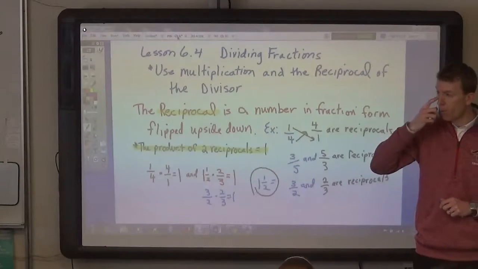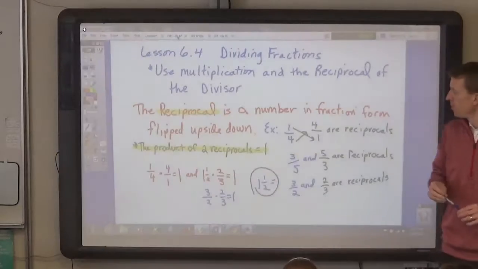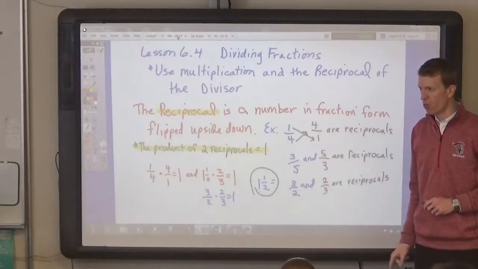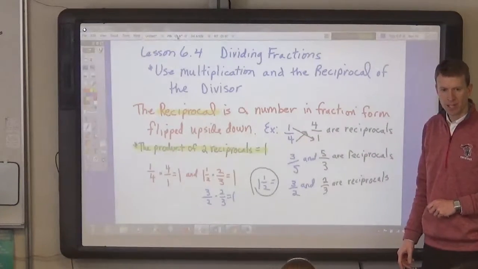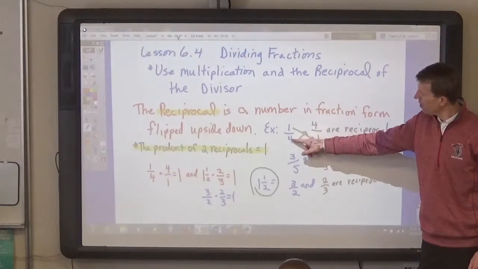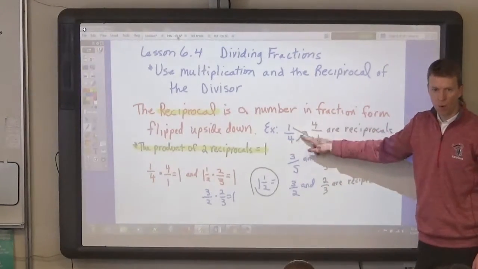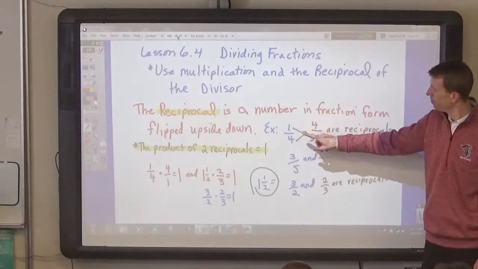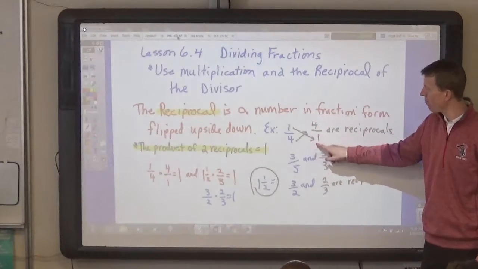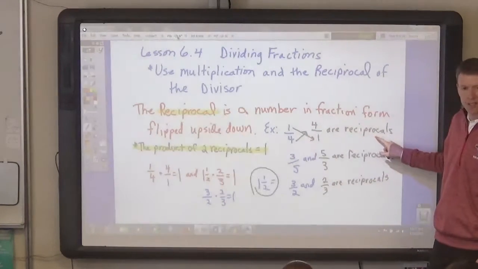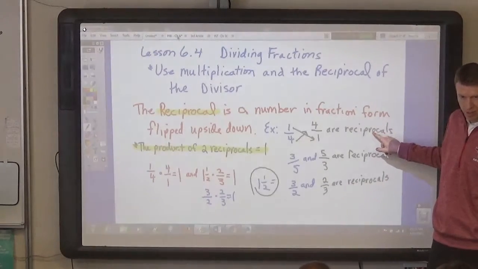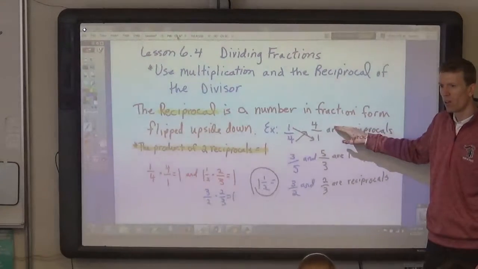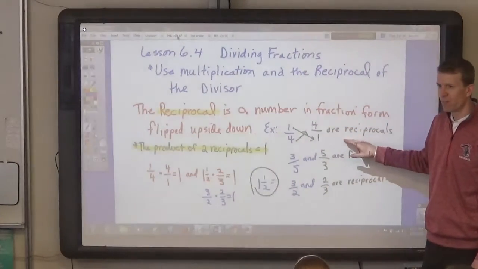Now, one of the ways to find a reciprocal, if you are starting with a fraction, is to flip that fraction over. Alright? So if you're starting with 1/4, you can find the reciprocal that goes with 1/4. 1/4 and 4/1 are reciprocals. Okay? Because 1 times 4 is 4. 4 times 1 is 4.